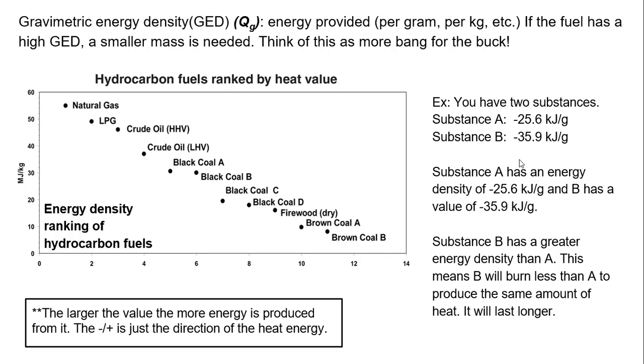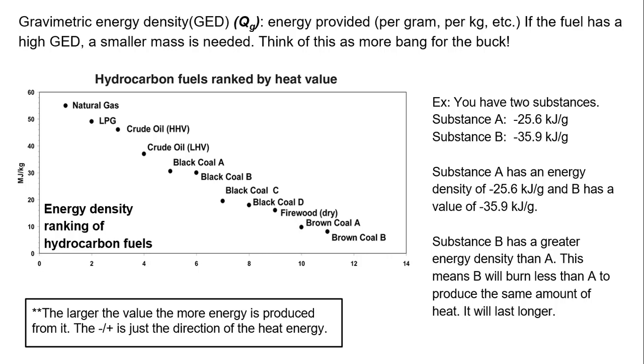It'll last longer. So do not get confused with the negative in front. Remember, negative and positive is just direction. You actually are looking at the value as a straight value. So you would want one that has a higher value. Why? Because if you have two gases to pick from, you want the one that is better quality, which means it's going to last longer than the one that's lower. You're not going to get as much out of it.